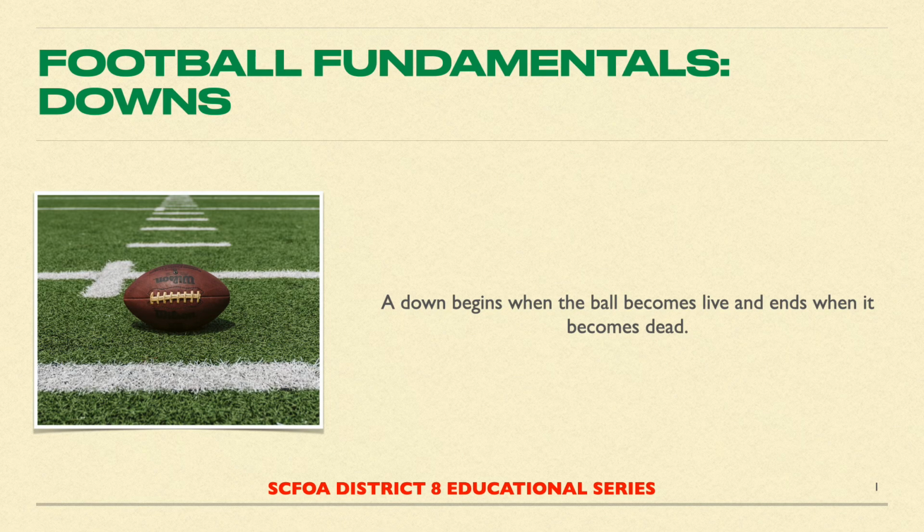The next section of the football fundamentals is downs. And the first down fundamental tells us a down begins when the ball becomes live and ends when it becomes dead. There are two ways a dead ball becomes live. The first is by a legal snap, which begins a scrimmage down, and the other is with a free kick, which kicks off a free kick down.